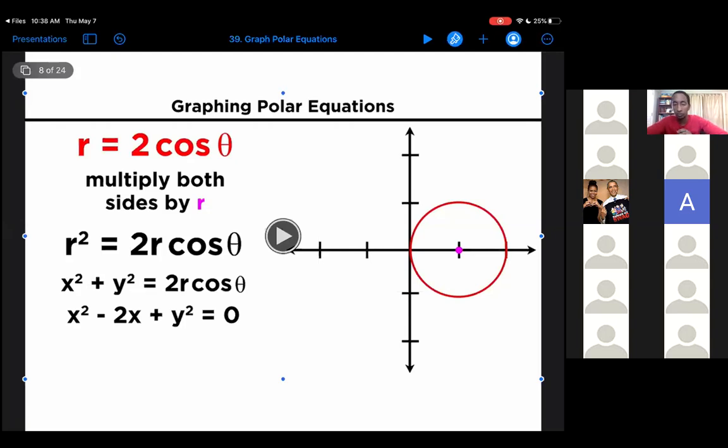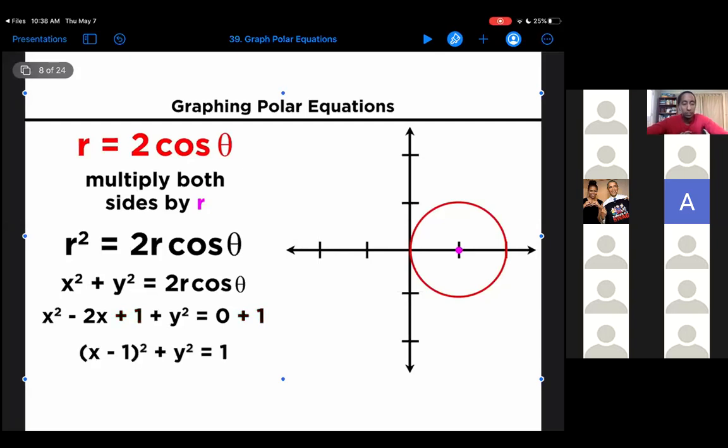Now what we have is the general form of a circle, and that's connecting to what we did before. To convert it to standard form of a circle, you would complete the square. So I think he'll talk about that. Complete the square with the x terms by adding 1 to both sides, giving us x minus 1 quantity squared plus y squared equals 1, which should be a more familiar version of the equation for this circle.